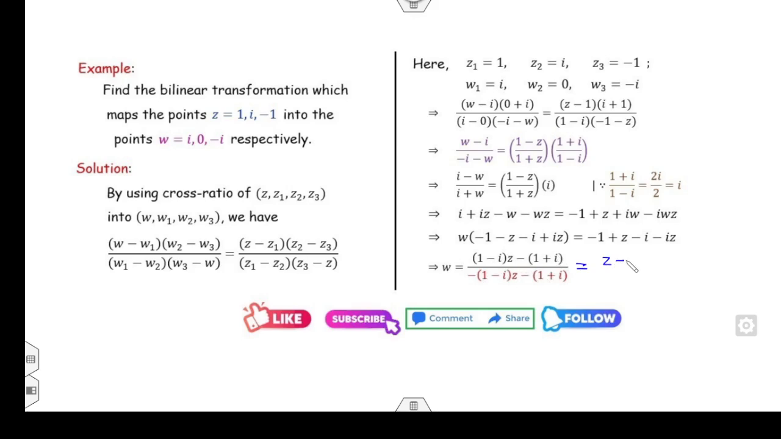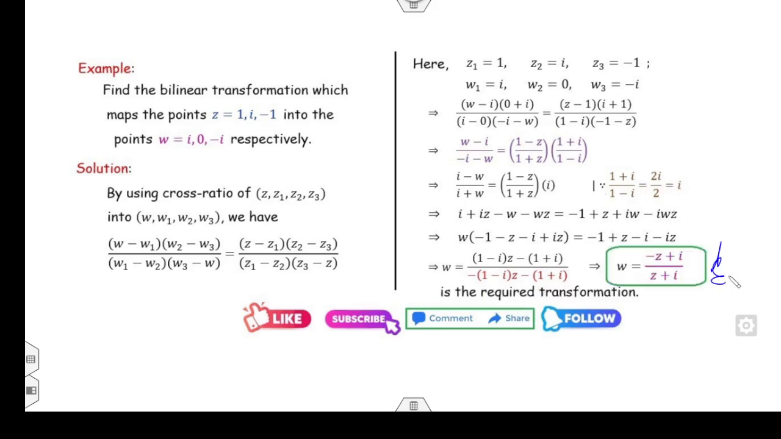It becomes Z minus 1 minus iota divided by minus of Z, and 1 plus iota and 1 minus iota. And what is the value of 1 plus iota times 1 minus iota? This number is my iota. So I can write this as Z minus iota over minus Z minus iota, which is the right answer of the problem.